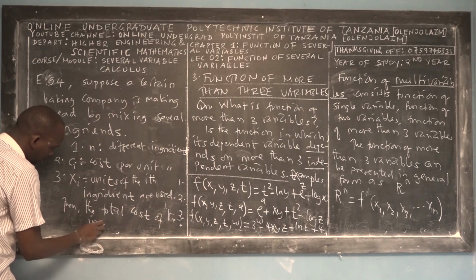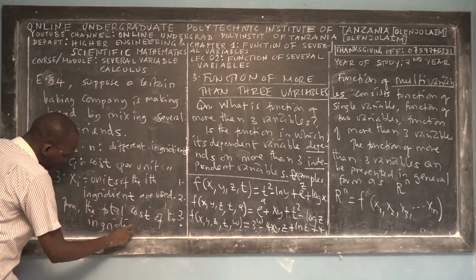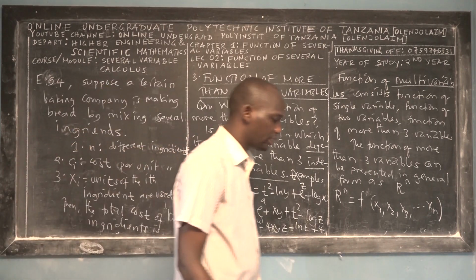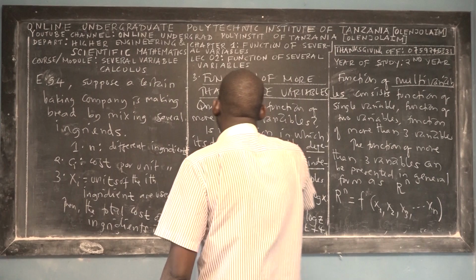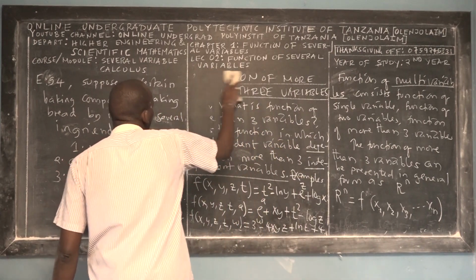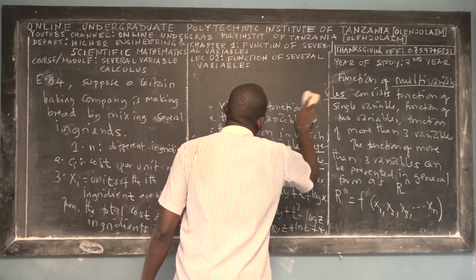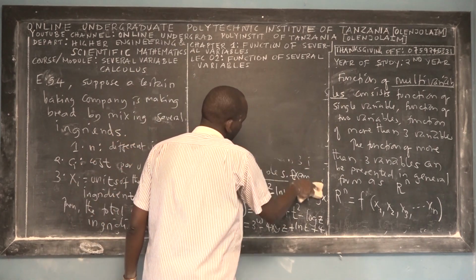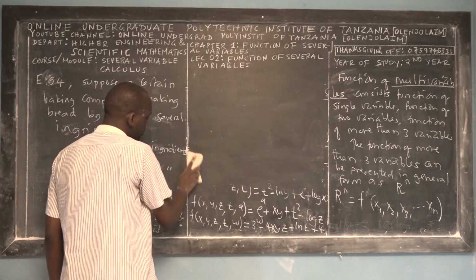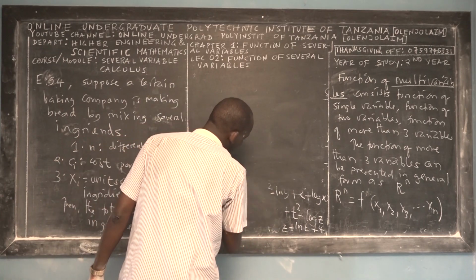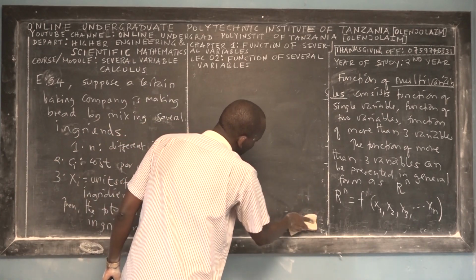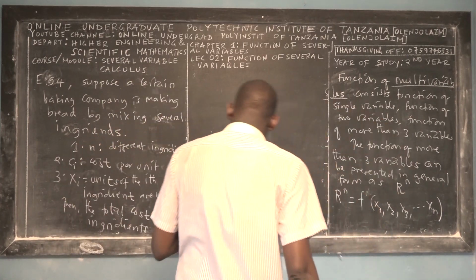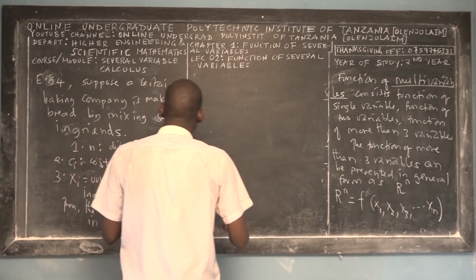The cost of the ingredients is given, so we can write a function of more than 3 variables. We want you to think differently and think how you can take this information to solve real life problems, because that's the purpose of us going to school.